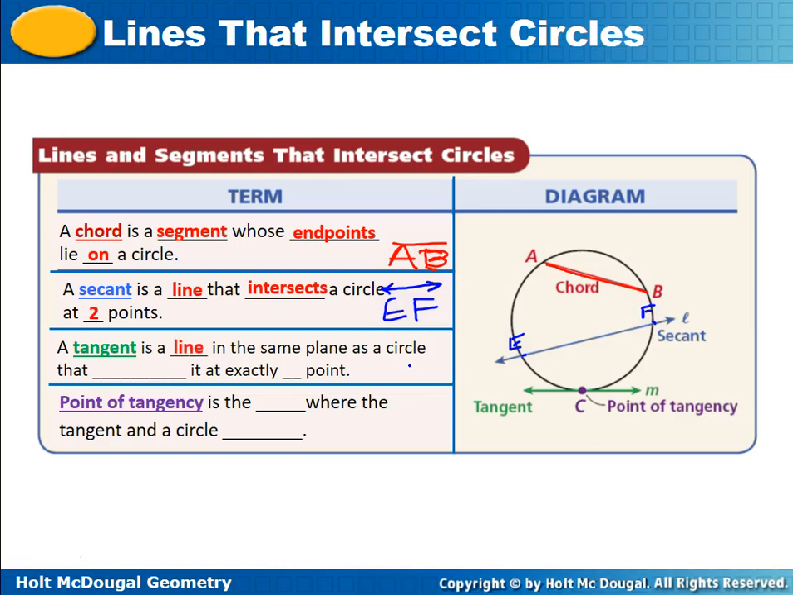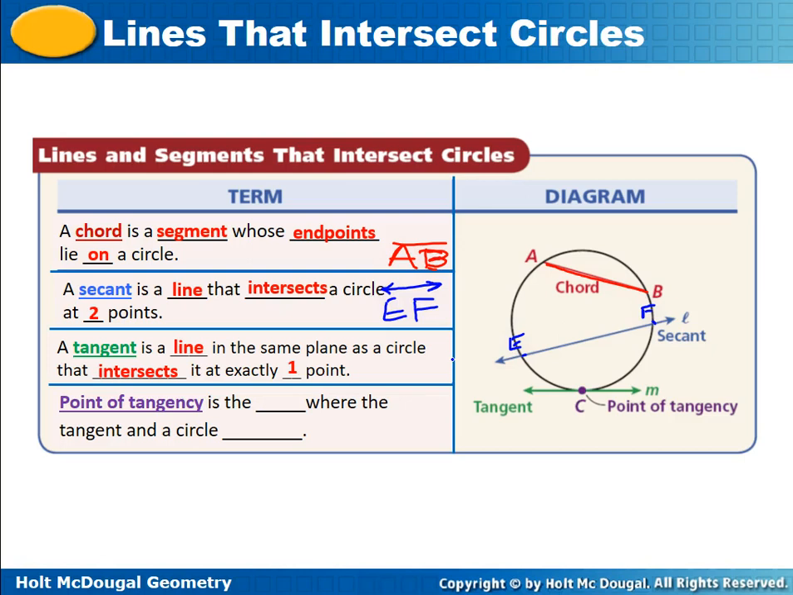A tangent is a line in the same plane as a circle that intersects it at exactly 1 point. One of the things that I talk to my students about are the similarities and differences between a chord and a secant. The similarities are that a chord and a secant both intersect the circle at 2 points, whereas the differences are that the chord is a segment and the secant is a line.